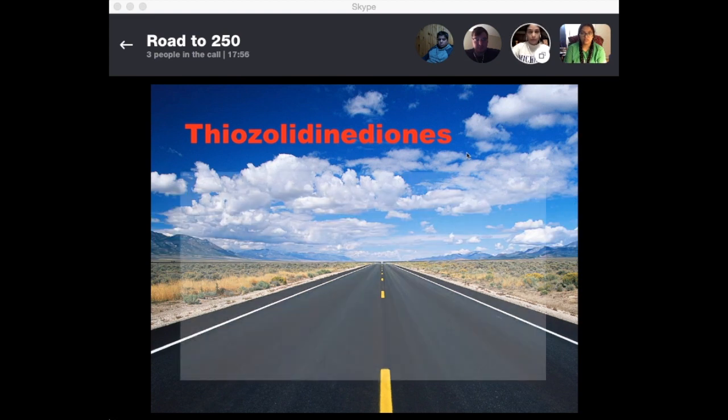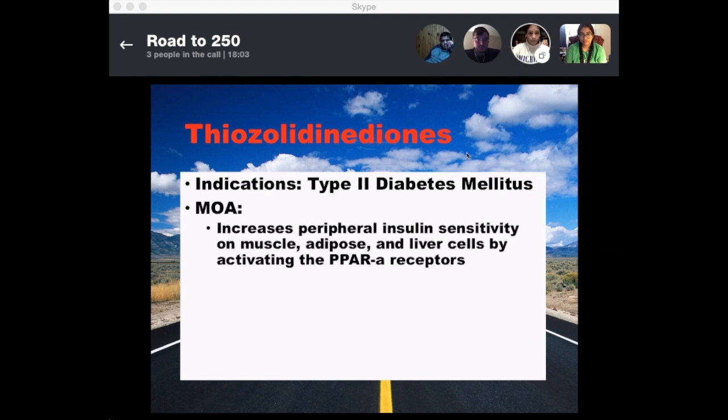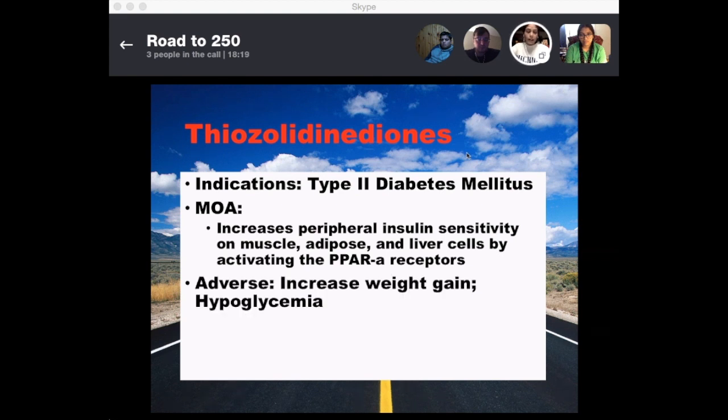So to go into a little bit of detail, indication, obviously type 2 diabetes mellitus. And as we said, the mechanism of action is that it increases the peripheral insulin sensitivity on muscle, adipose, and liver cells by activating the PPAR gamma receptors. And its adverse effect is going to be increased weight gain. And like any oral anti-diabetic drug, it's going to be hypoglycemia as well.